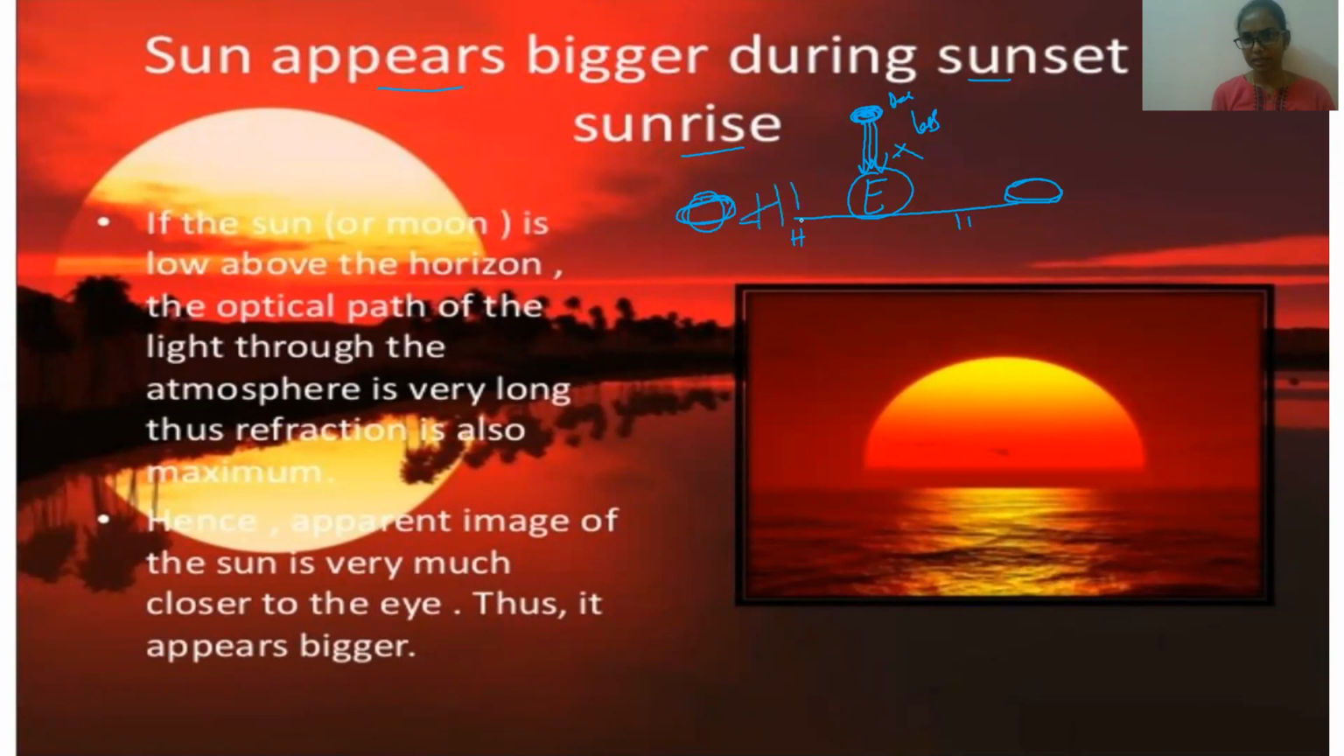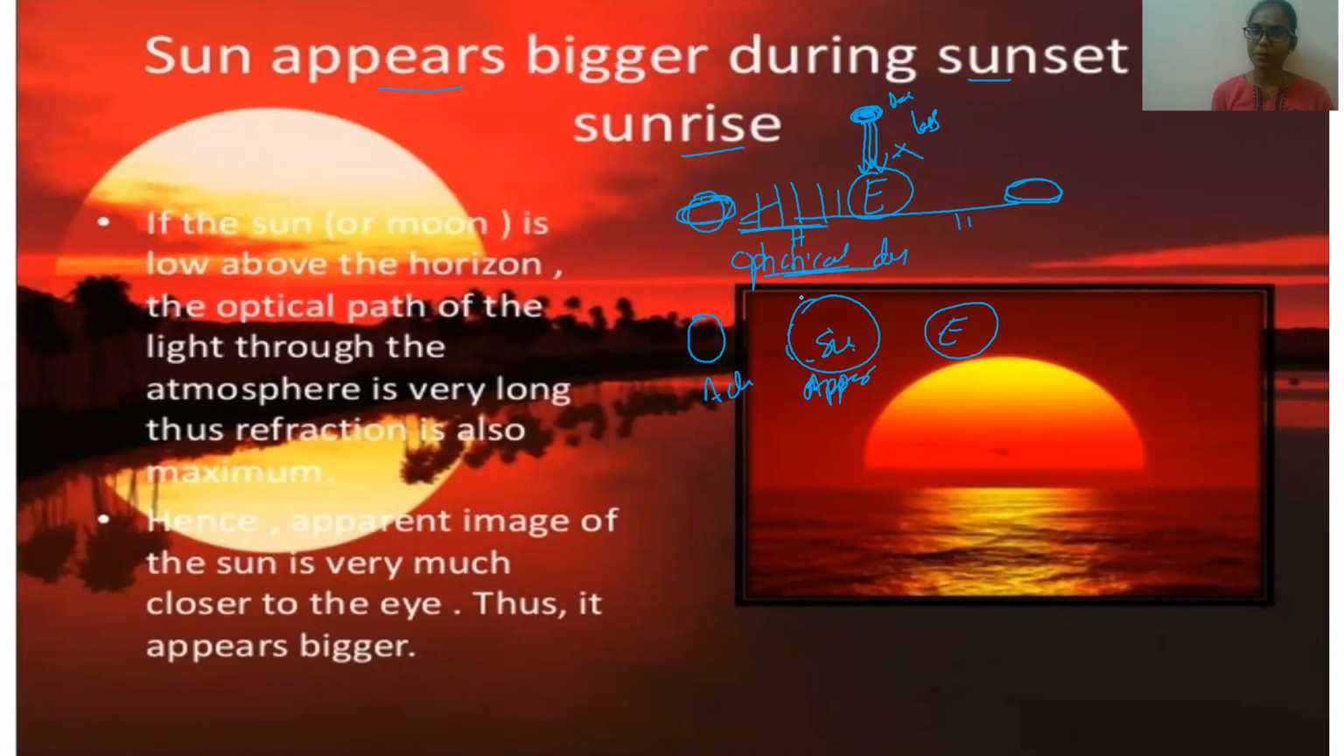So it needs to cross so many layers, and at the same time the optical distance it covers is more here, right children? To cover more optical distance, there is an actual position and an apparent position. The sun is actually here, but it appears very near to the Earth. That is why the size of the sun looks bigger. That is because of optical density.